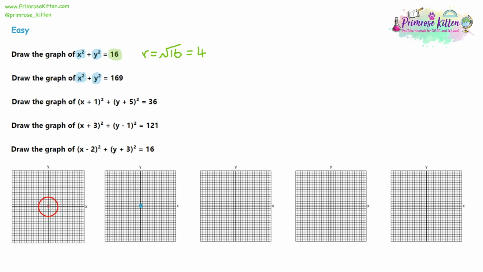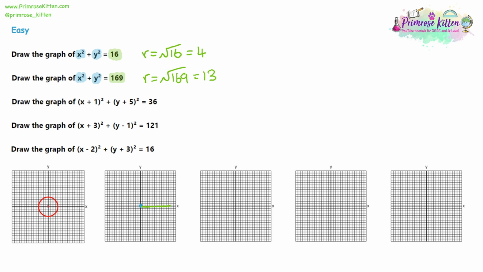Second thing you need to know is the radius of the circle. And the radius of the circle is just the number at the end rooted. So the 169 rooted. And the square root of 169 is 13. So what you want to do from the blue dot is come out 13 spaces. So 1, 2, 3, 4, 5, 6, 7, 8, 9, 10, 11, 12, 13.